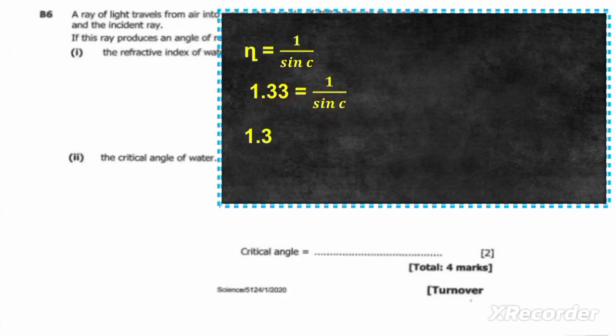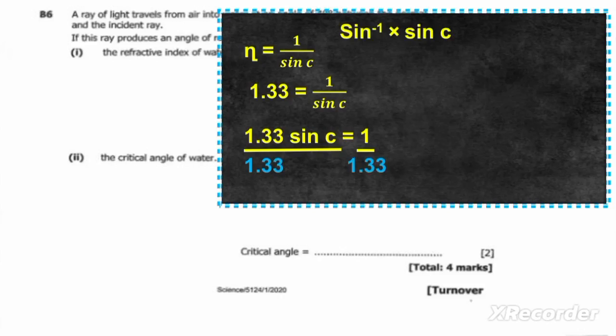We do a cross multiplication here. 1.33 times sine c, we are going to get 1.33 sine c. 1 times 1 is equal to 1. Here divide by 1.33, and here divide by 1.33.